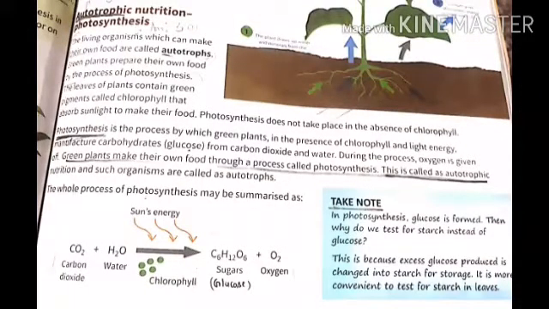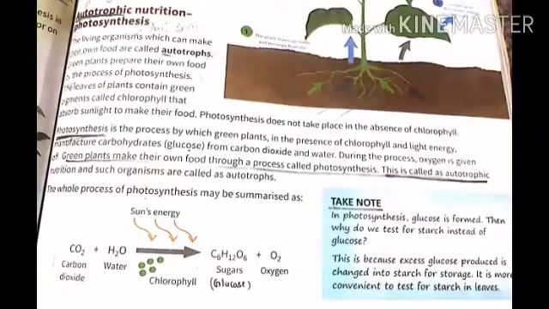Now there is an equation which explains the process of photosynthesis and the necessary conditions required for photosynthesis. When carbon dioxide from air and water from ground reach the leaves, which already have the green pigment called chlorophyll, that chlorophyll absorbs the light energy from the sun. Then this carbon dioxide combines with water and forms two products, glucose, which is a sugar molecule, and oxygen.